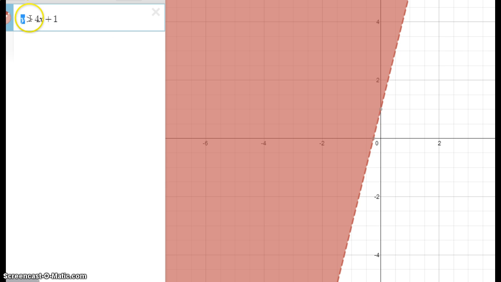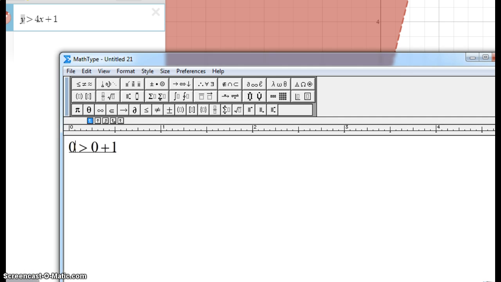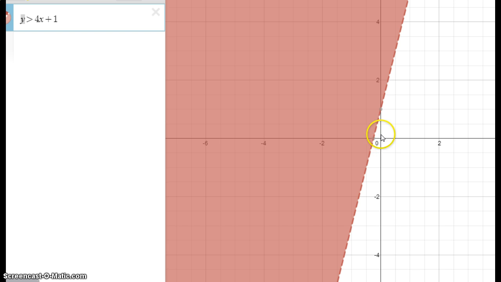So we do 0 here. Let me pull up an equation editor. So we have y is strictly greater than 4x plus 1. Let's try the point 0, 0. So you get 0 for 4 times x, and you get 0 for y. And then you get 0 is greater than 0 plus 1. So is that true? Of course not. 0 is not greater than positive 1. 0 is greater than negative 1, but not positive 1. Okay, so you can see that this point makes the inequality false, and hence everything on the other side of the line would be shaded, and that's how you do it.